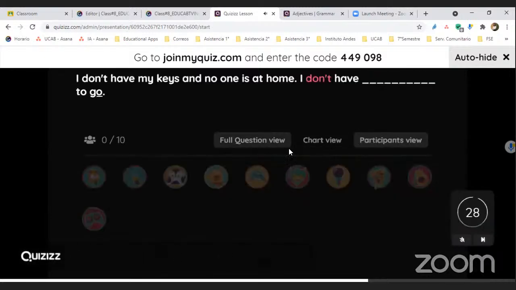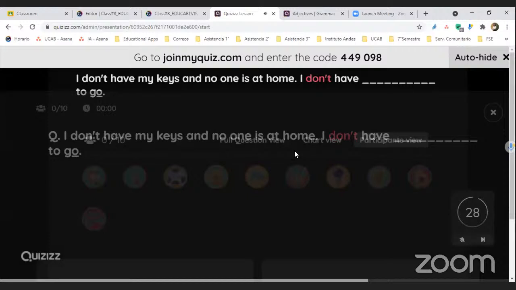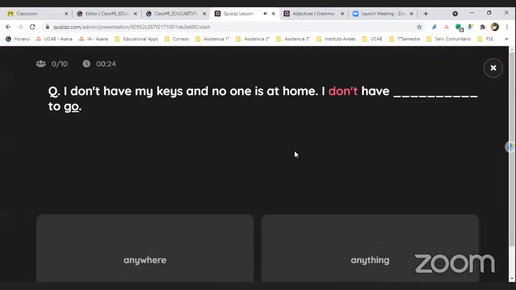Okay, so here we have, I don't have my keys and no one is at home. I don't have anywhere or anything to go. Which one do you think it is? Remember to identify if we're talking about a place or a name, okay?